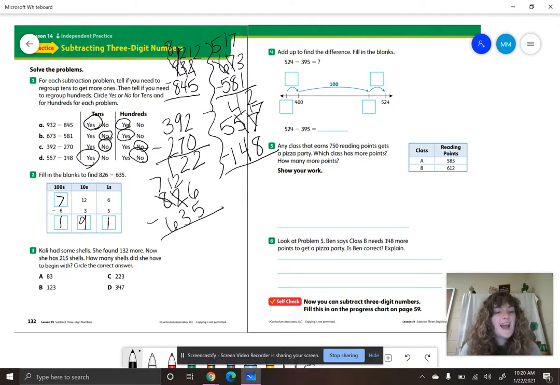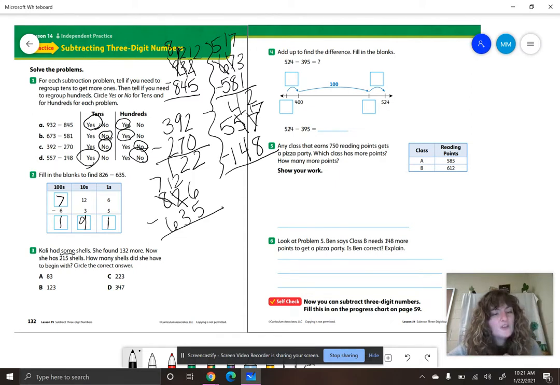It says Callie has some shells. She found 132 more. Now she has 215 shells. How many shells did she have to begin with? Circle the correct answer. All right, Callie had some shells. So Callie started with some shells.